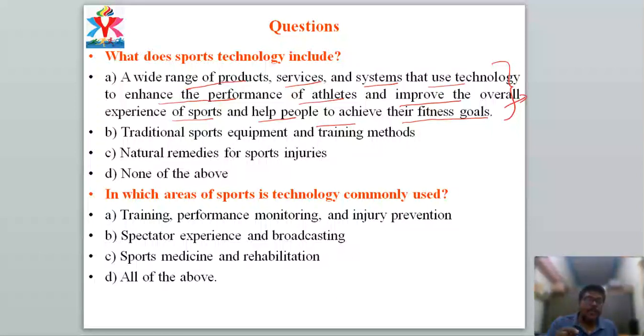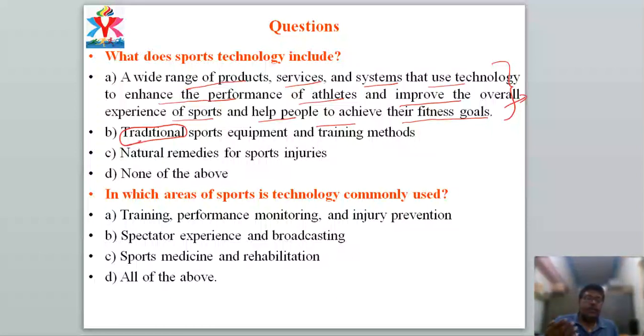Traditional sports equipment and training methods. Traditional methods means the previous ones. Classical theory is of course important, because without classical theory you cannot innovate. Primary sources are very important, but based on these primary training methods, you are improving and making new innovations, right?